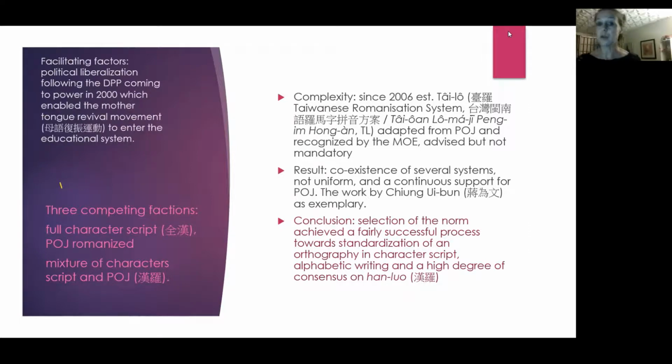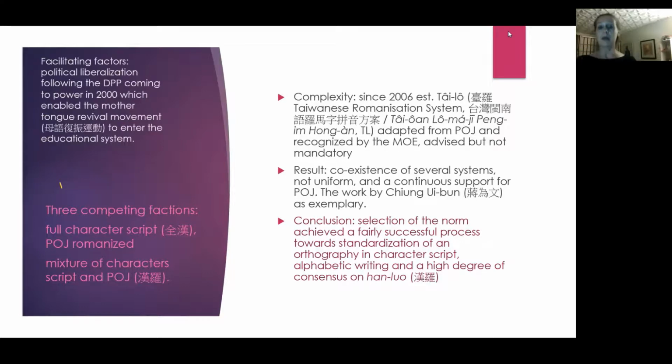So some continue using the church Romanization, others have switched to Thai law. And then on top of this, there is a group saying, no, as many characters as possible, the full character script, or the mixture of both.